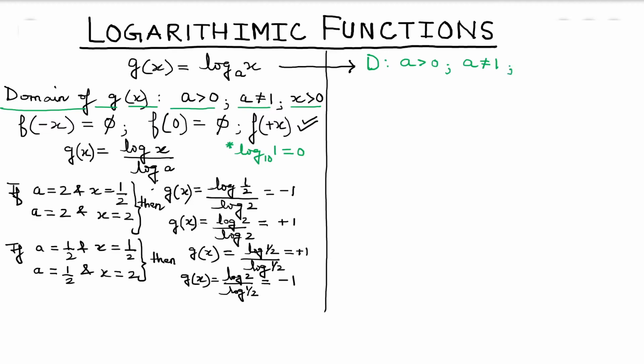And along with this, can we take all such values of x? No, we can take only positive values of x. But when we are talking about the range, we see that, did we get a 0? Yes. When did we get a 0? When we had taken the value of, let's say, x is equal to 1, and in that case we had taken the value of a as 10. So what is the range? Range is y is greater than minus infinity and less than plus infinity.